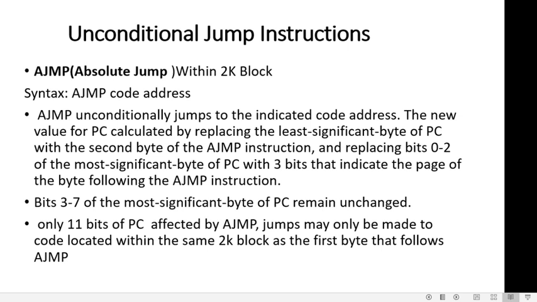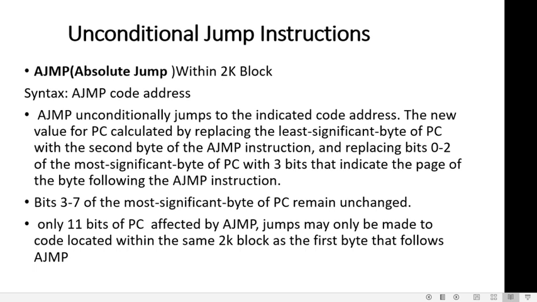Next, AJMP, the absolute jump instruction, which will jump within a 2K block. AJMP is written as AJMP code address, where AJMP unconditionally jumps to the indicated code address. Here, the value of PC is calculated by replacing the least significant byte of PC with the second byte of the AJMP instruction.